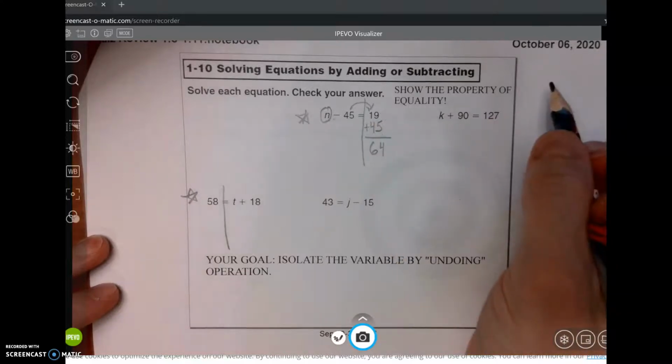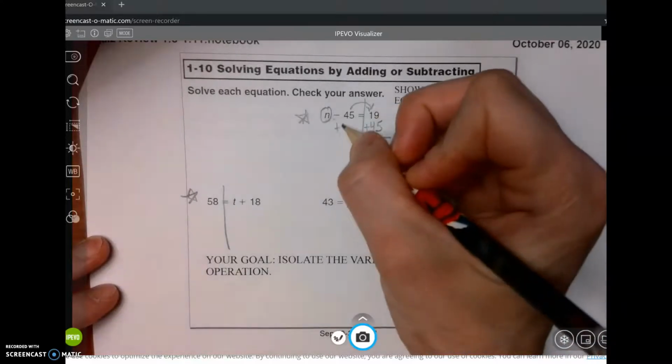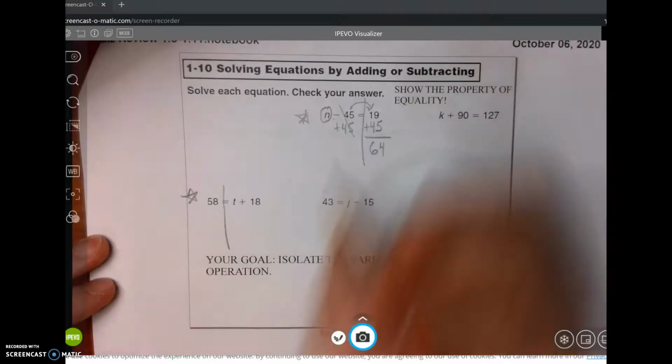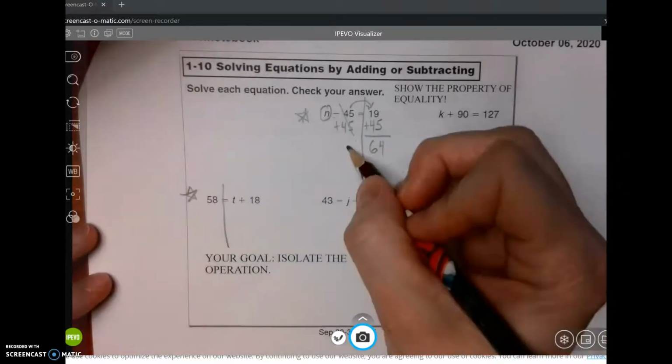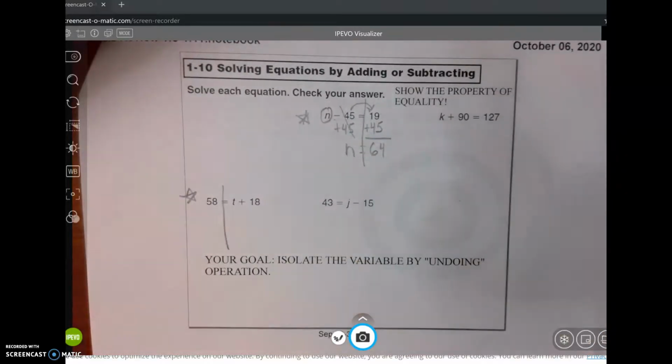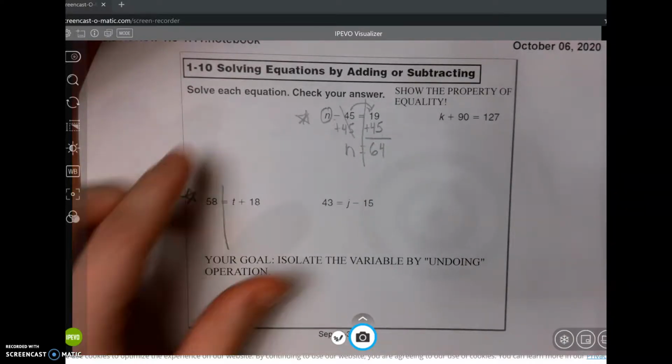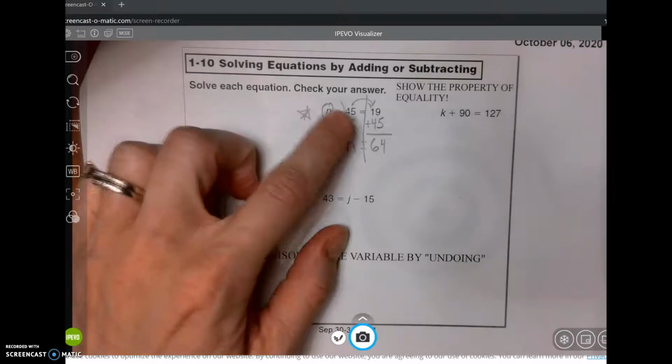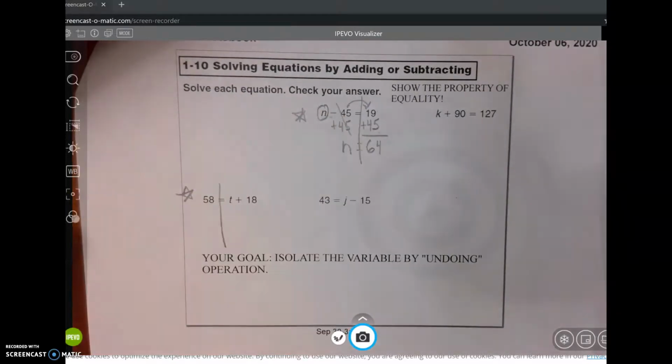is 64. And then I do it on this side too to balance it, to make my teacher happy. Okay, just to show that I'm doing the same thing to both sides of my equation. Okay, so n equals 64. And if I check it, 64 minus 45 does equal 19.